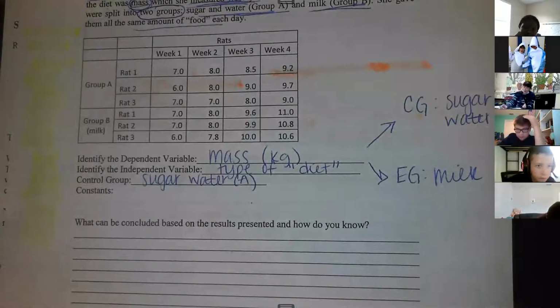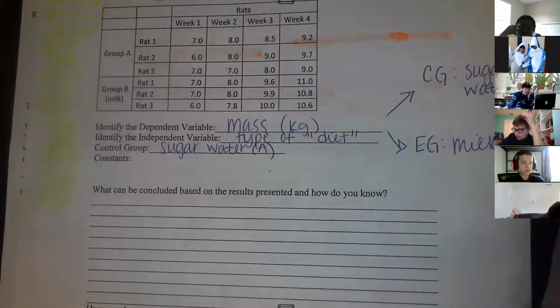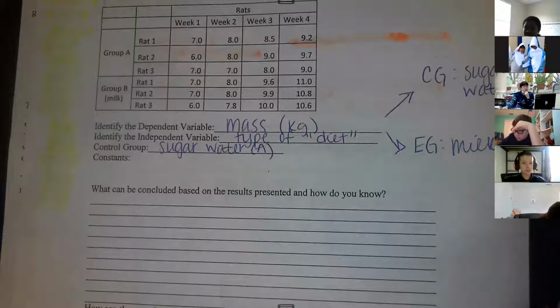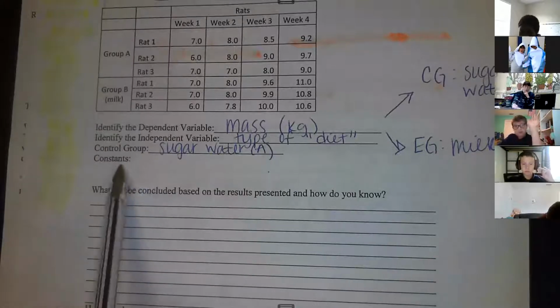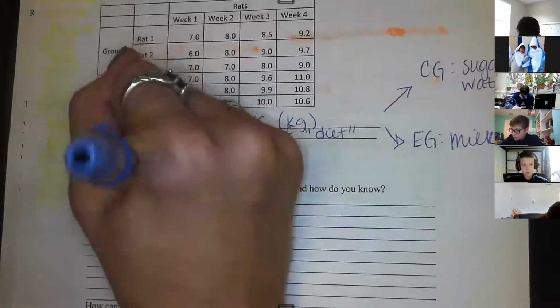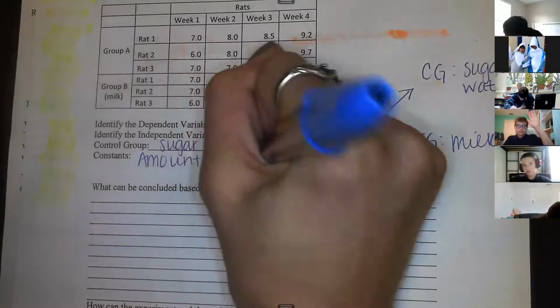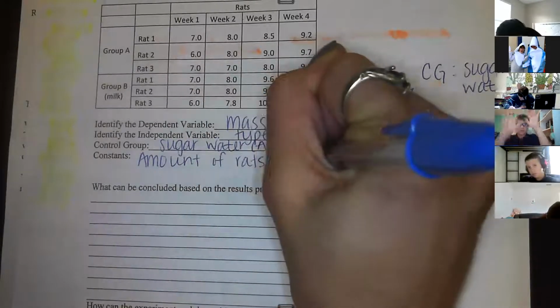Okay. Lindsay Bennett. What would I keep constant? What would I keep constant? Anybody at home want to answer? What would be some of the things I'd keep constant? They say one of them. Go ahead, Alejandra. The amount of rats in each group. Oh, I like that. The amount of rats in each group. Yes.